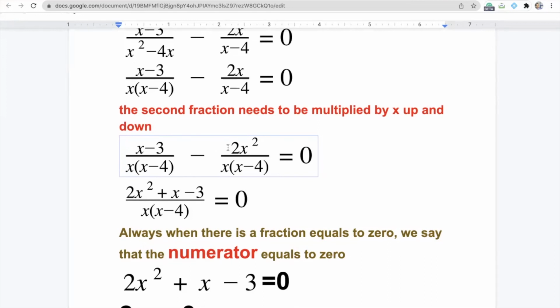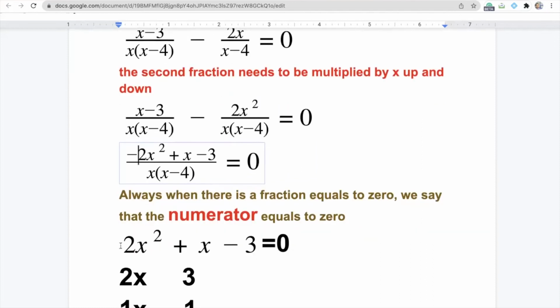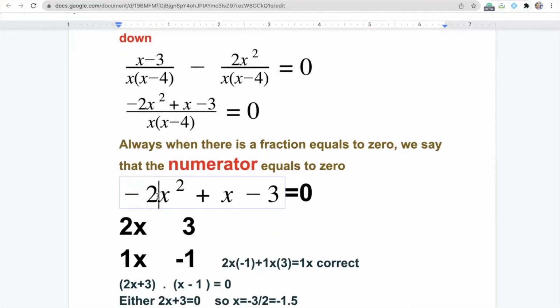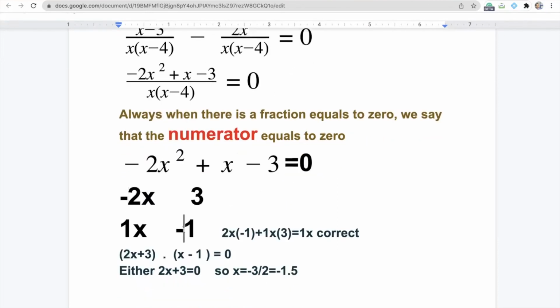So when I have a negative sign before a fraction, it changes all the signs of the numerator, the top, not the bottom. So it will be my negative 2x squared. So now I will say negative 2x squared plus 2 equals to 0. What are the two numbers that if I multiply them, I will get negative 2? Negative 2 and 1. And now make the negative 1 negative 3.